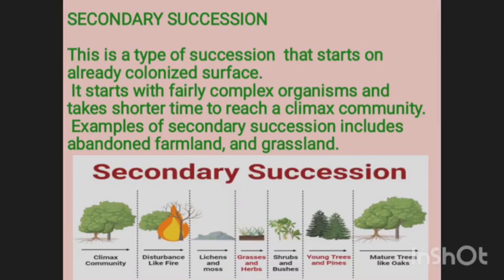And most of the time, it starts with fairly complex organisms. Take note, it takes a shorter time to reach climax, which means it takes a short time for that farmland to become a complete bush, filled with vegetation. It takes a shorter time for it to attain a climax community.